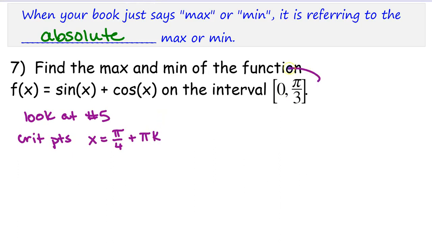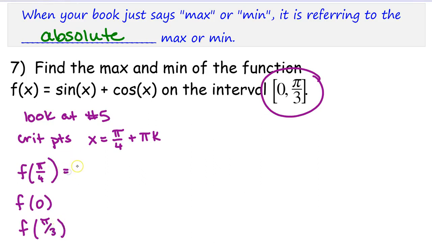Now, luckily, we have this nice small interval. Think of it as 0 degrees to 60 degrees. And the only one of these critical points that falls in there is 45 degrees. So just pi over 4. So let's find the y-coordinate of pi over 4, as well as the y-coordinate of each of our endpoints.